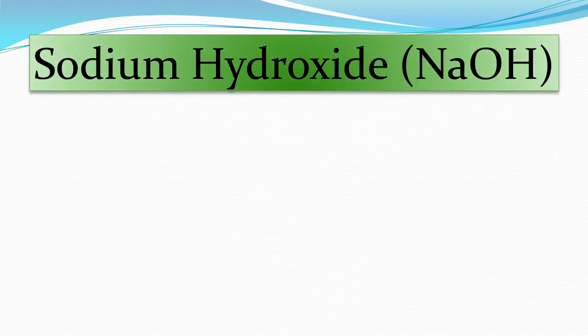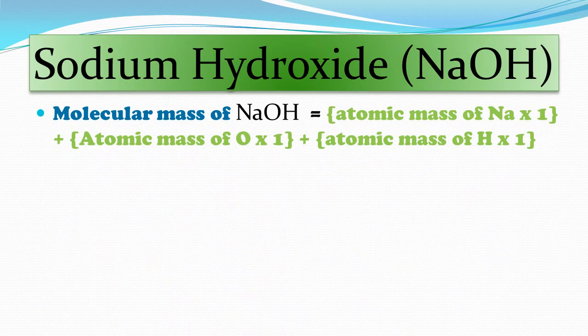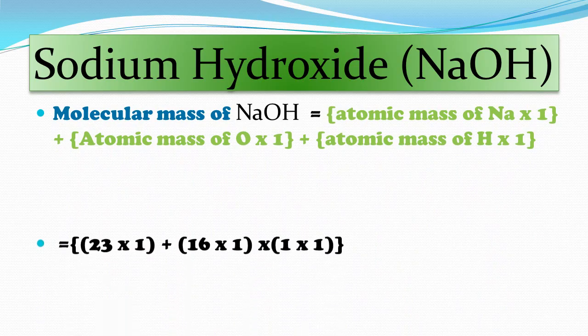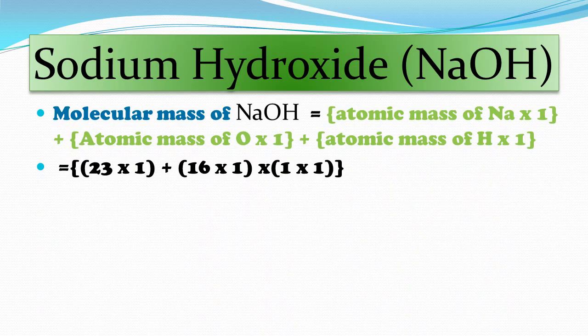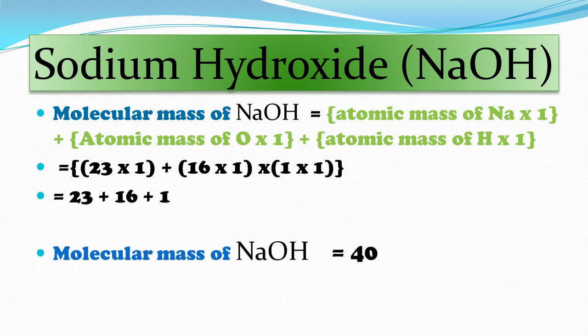All right, next is sodium hydroxide, that is NaOH. Here one atom of sodium, 1 atom of oxygen, and 1 atom of hydrogen are there. So it is the atomic mass of sodium plus the atomic mass of oxygen plus the atomic mass of hydrogen. The atomic mass of sodium is 23, for oxygen it is 16, and for hydrogen it is 1. After putting in all the values we get the answer as 40. So this is the molecular mass of sodium hydroxide, it is 40.